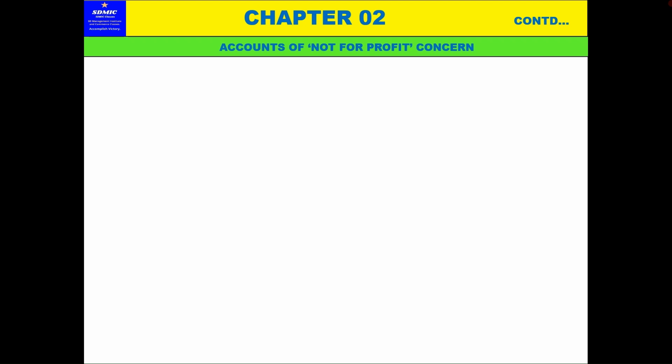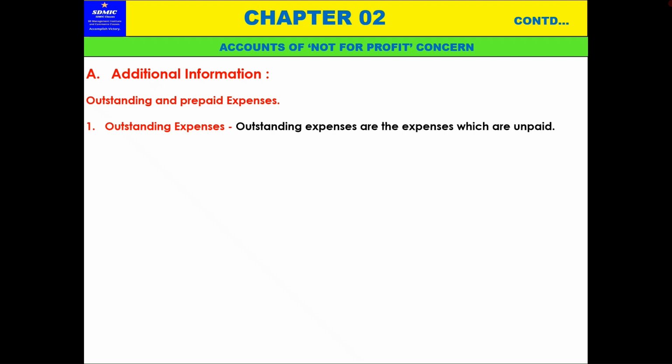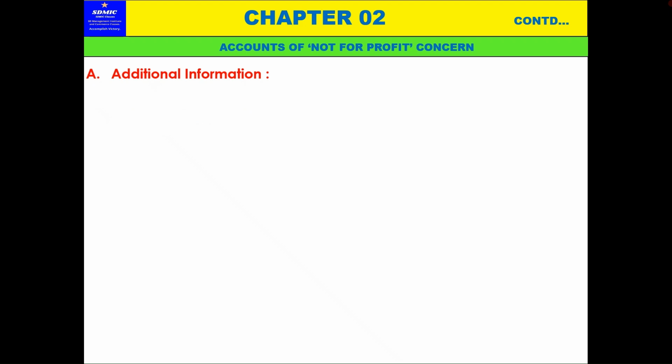In the previous class, we discussed 5 points, important adjustments. So, additional information, let us revise what we learned in the last class: outstanding and prepaid expenses. These are all repetition, and that is the reason I am not going into detail, because this is already explained. Let us see this additional information now.